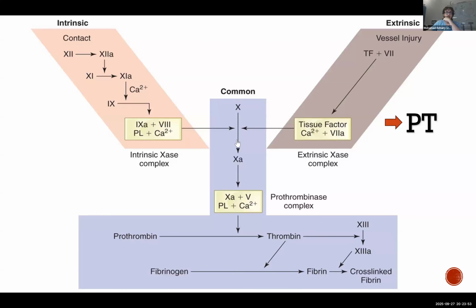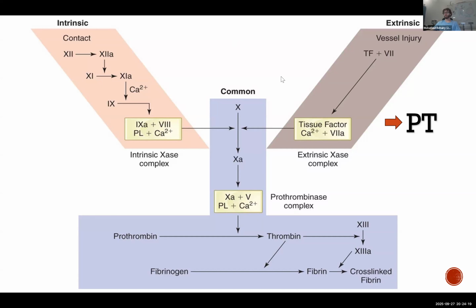So intrinsic is when the vessel is damaged, and extrinsic is when there is tissue damage. That's one way to remember it. But generally speaking, when we have bleeding, more often than not, both of them will activate together. 12 will activate and give us 11, and it will give us 9, and then it will give us 8. Yes, that's true. So is tissue factor 3, or is factor 3 a type?